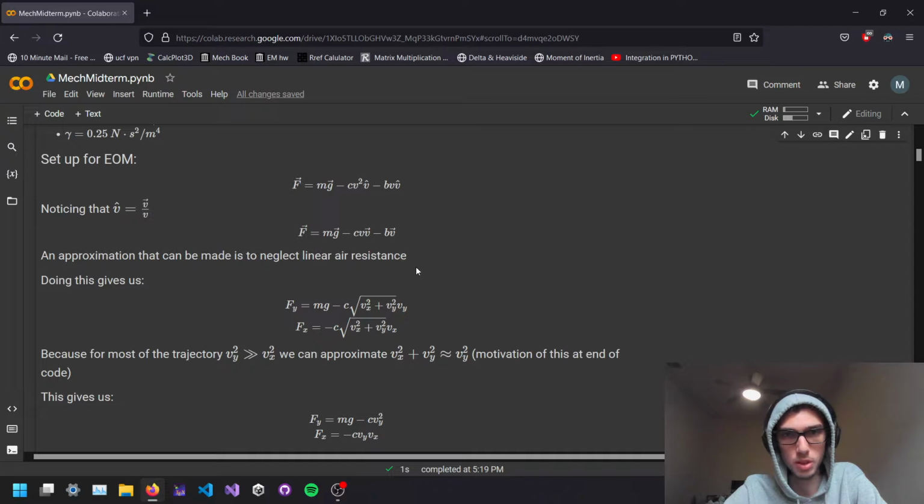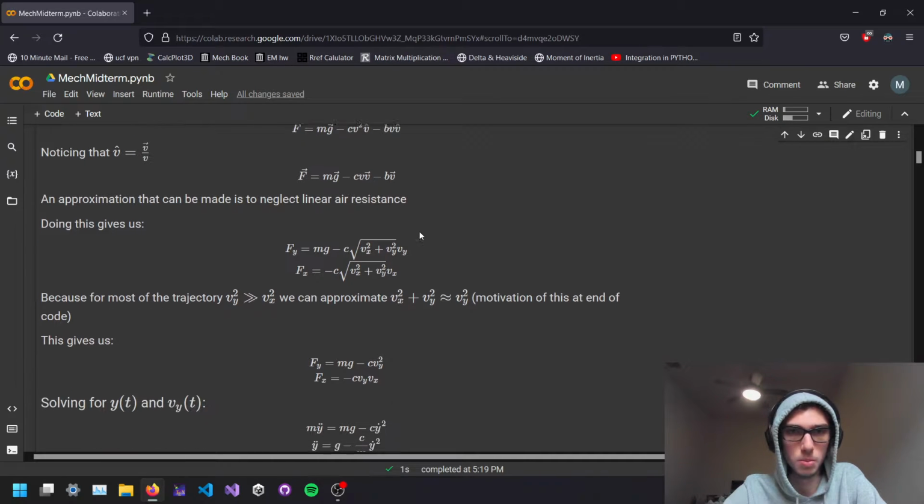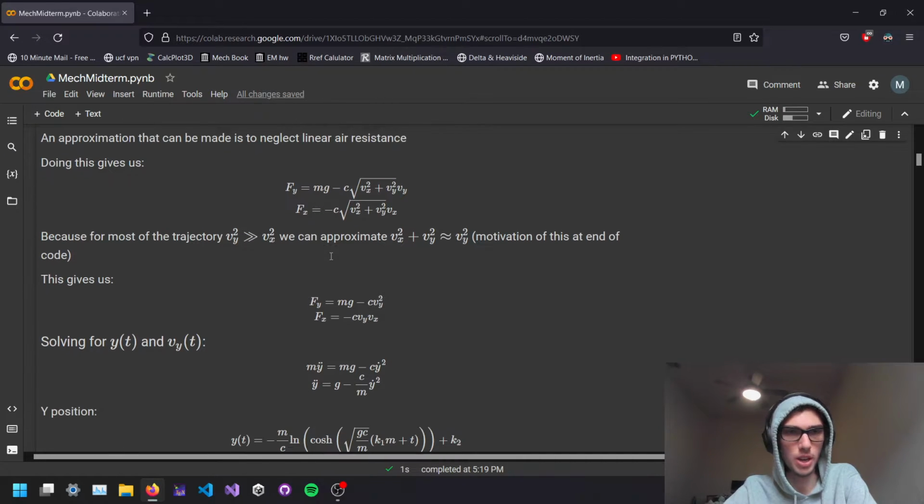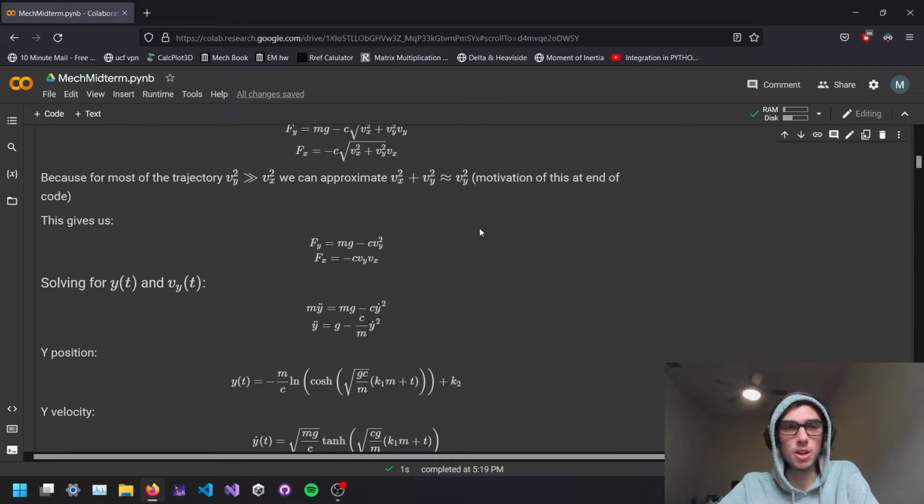So doing so just completely gets rid of this term over here, and then we can break it up into the y and x components in the same step, which gives us the force in the y direction, which is force of gravity minus the quadratic drag, and then force in the x direction, which is just the quadratic drag. And then the second approximation we're going to make is considering that Vy squared for most of the trajectory is much greater than Vx squared. We're going to approximate that Vx squared plus Vy squared is about Vy squared.